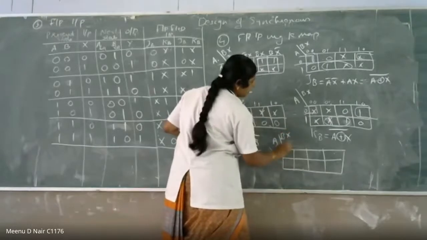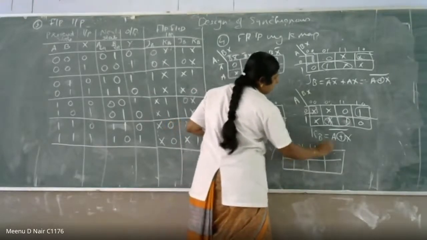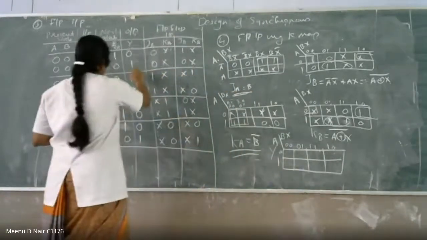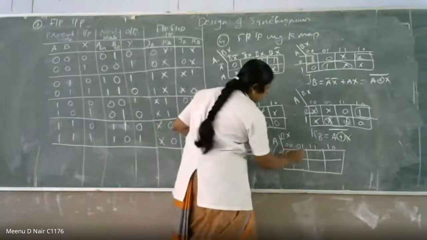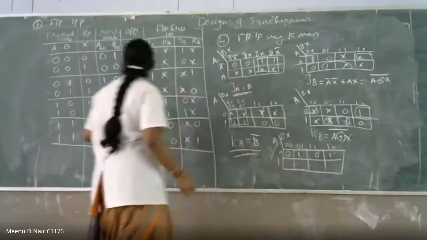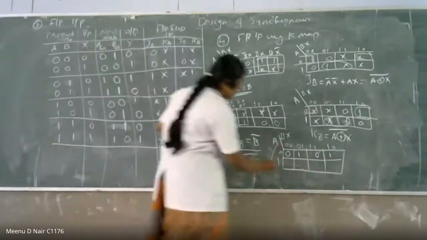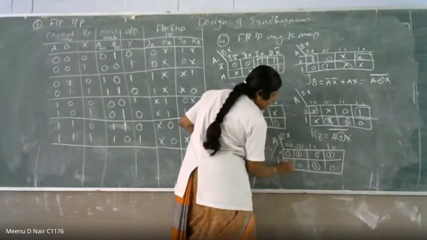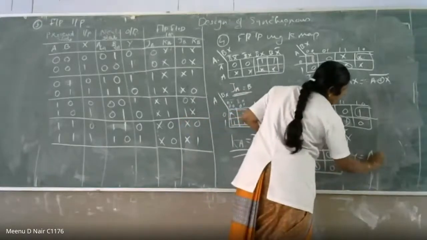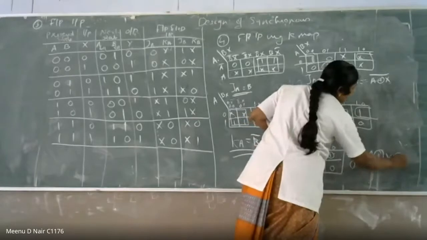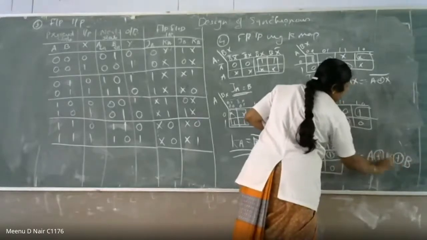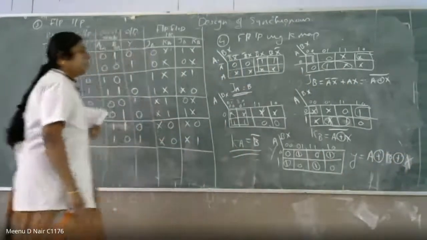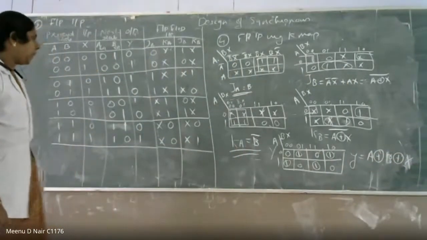A, B, X: 0, 0, 0, 1, 1, 1, 1, 0, 0, 1. So X, X, Y is equal to 0, 1, 1, 0. 0, 1, 1, 0. Then Y is equal to 1, 0, 1, 0. So Y is equal to A XOR X XOR B. Anyway, you can put it as A XOR B XOR X. That is the output of Y.